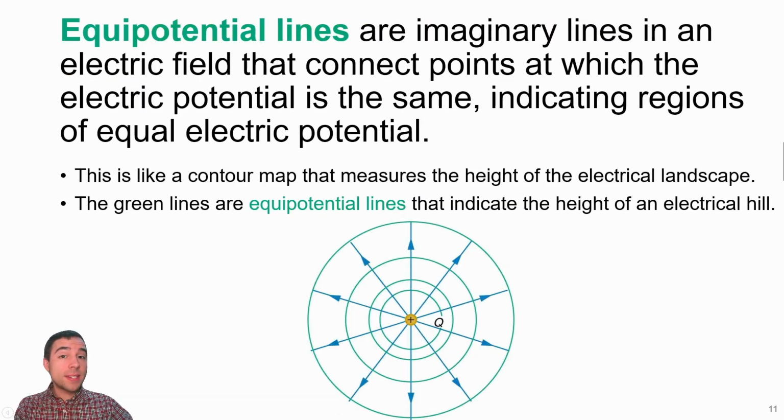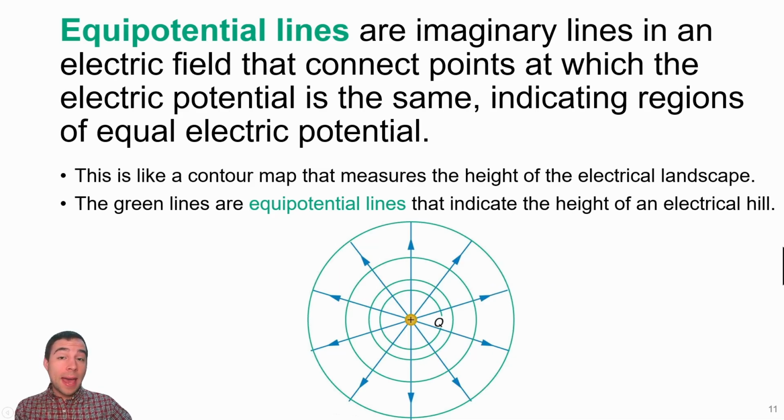So one way of visualizing the potential around a point charge is by using equipotential lines. These are like a contour map that tells you about the electrical landscape around a charged object or set of charged objects. These equipotential lines will indicate places around the charge that have equal electric potential, or they're at equal height for our electrical hill. This means that any other positive charge that was brought near this point charge Q would roll down the hill. It would be forced away. It would go down in potential right when we let go of that positive charge.